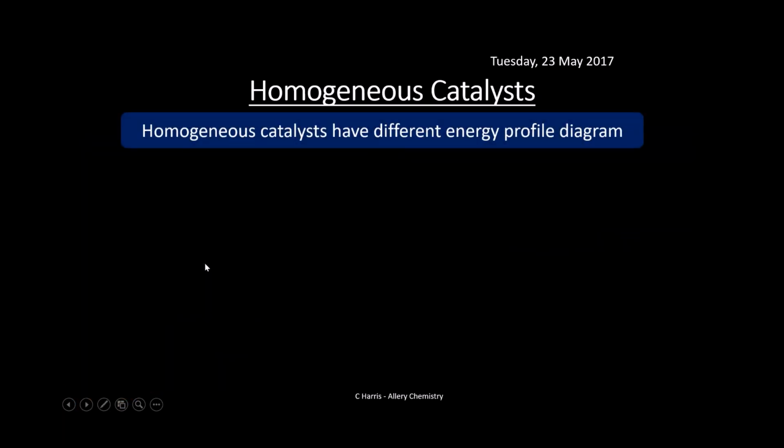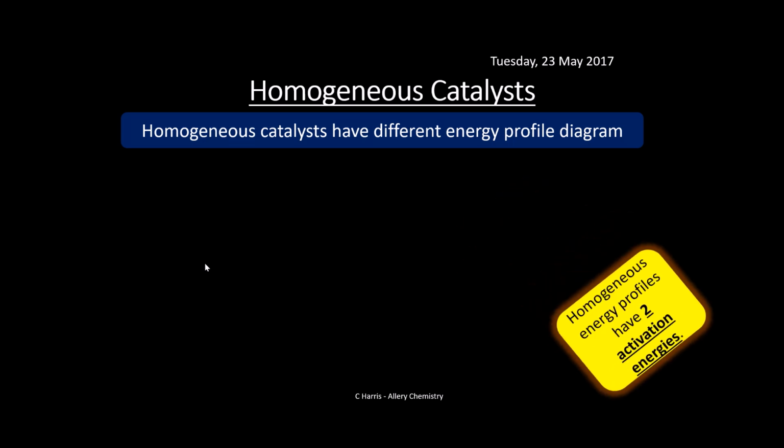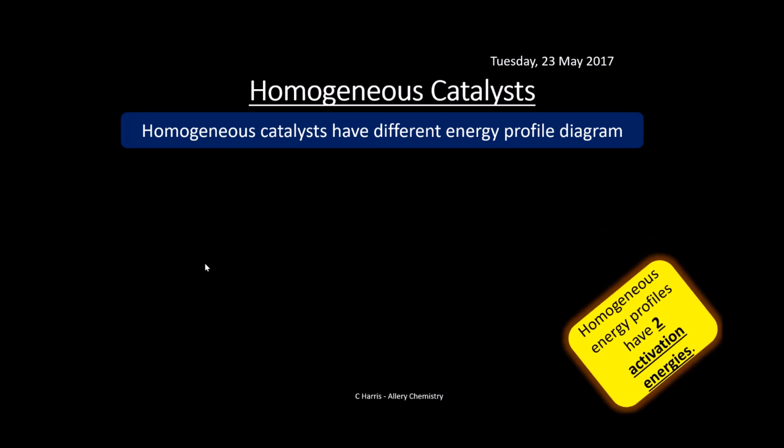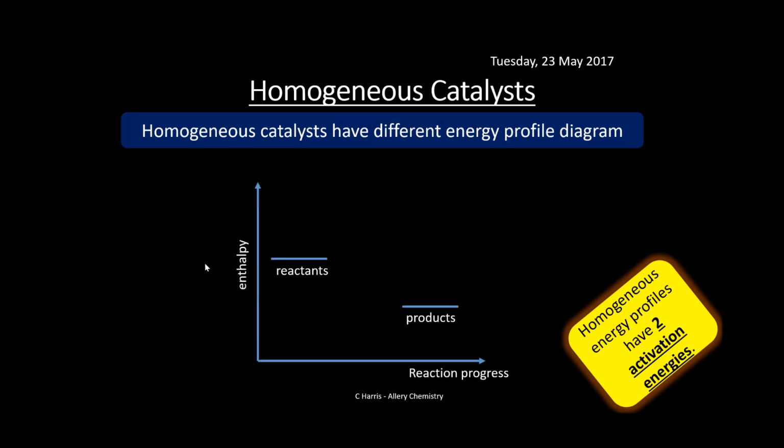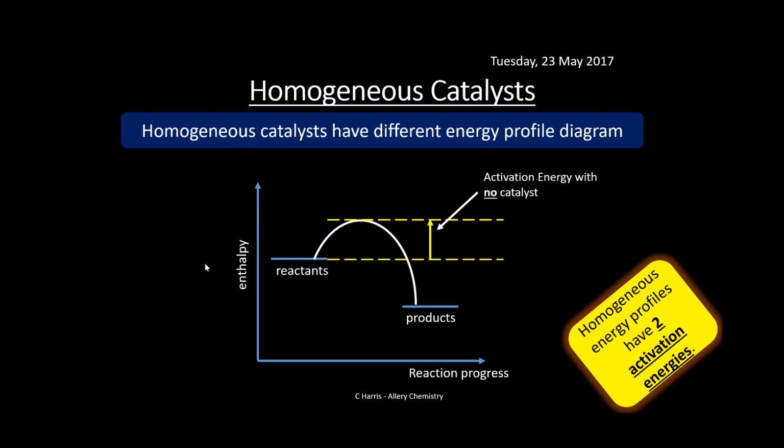As for homogeneous catalysts, these have a slightly different energy profile. These actually have two activation energies, and this is because, remember, they form this intermediate, like we say. So here's our energy profile diagram. You can see here, this is our reaction that's uncatalyzed, and this is the activation energy. It rises up to the top there, and then it drops back down to our products. But when we add a catalyst, we get this double bump.